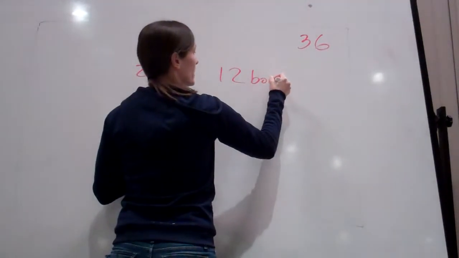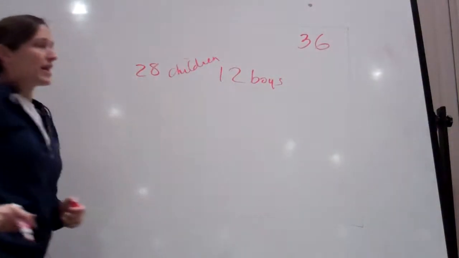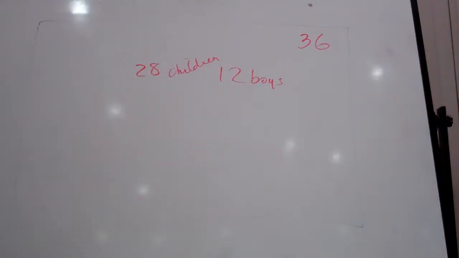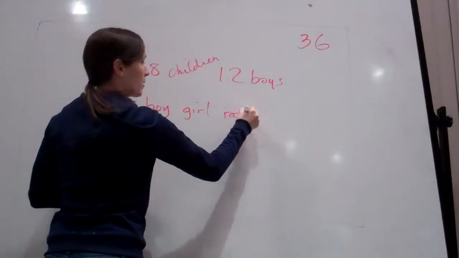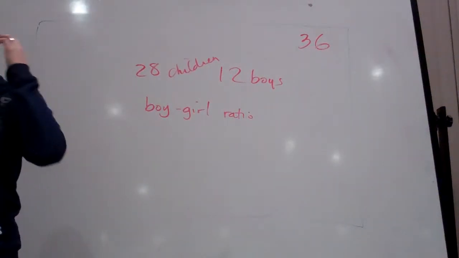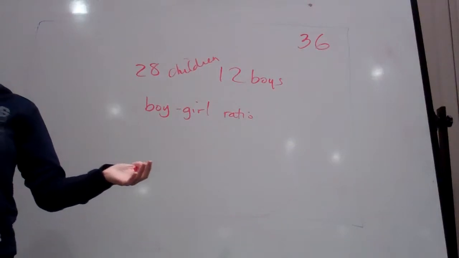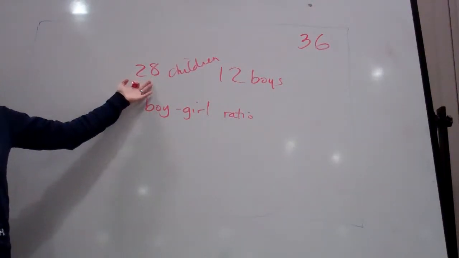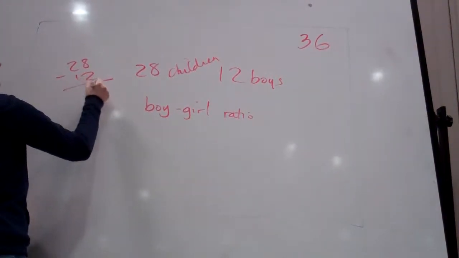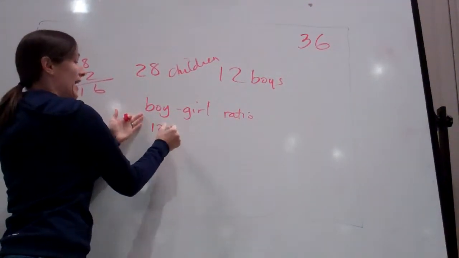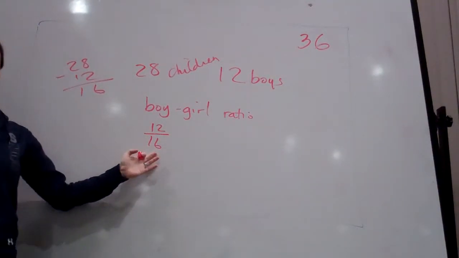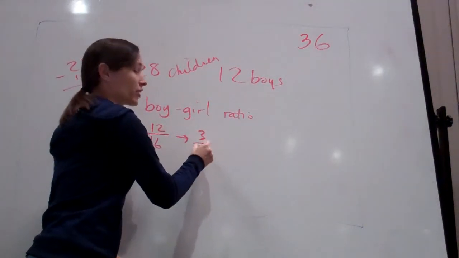All right. Now, listen to this. In a group of 28 children, there are 12 boys. 28 children, 12 boys. Now here's what the question is though. What is the boy-girl ratio? Now, what is my problem here? It doesn't tell us how many girls there are. But can I figure out how many girls there are? Yes. How would I figure it out? 28 minus 12, and 28 minus 12 is 16. So now I know how many boys we have: 12. And how many girls do I have? 16. But simplified, it would be 3/4. Very good, Gracie. Everybody understand?